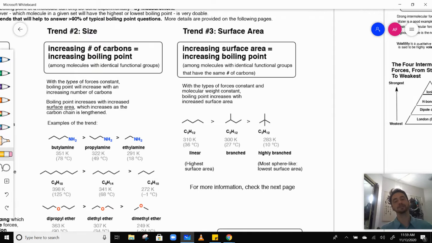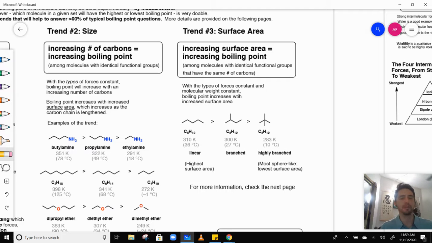All right, and then last thing. Last one. If the molecules are the same, they have the same intermolecular forces, they have the same number of atoms of each type, then it comes down to their structure.